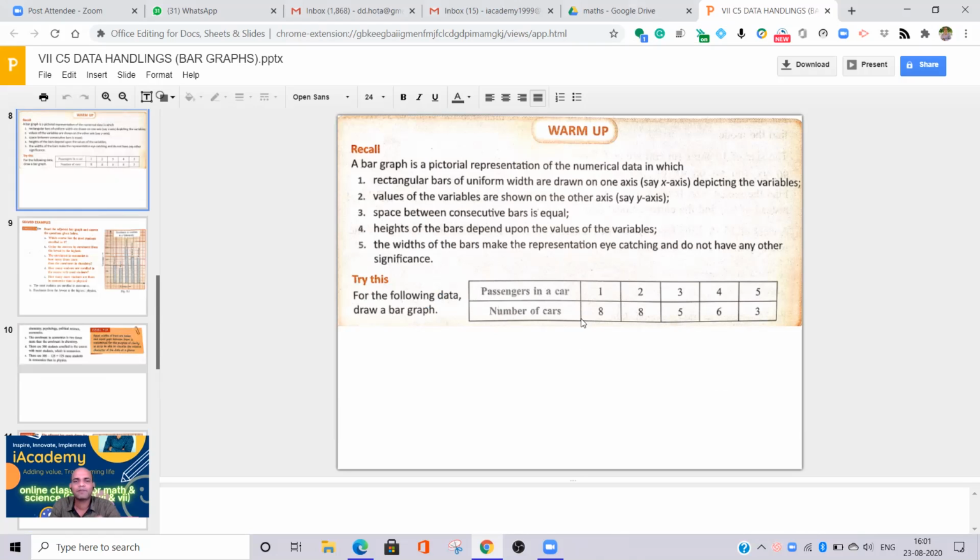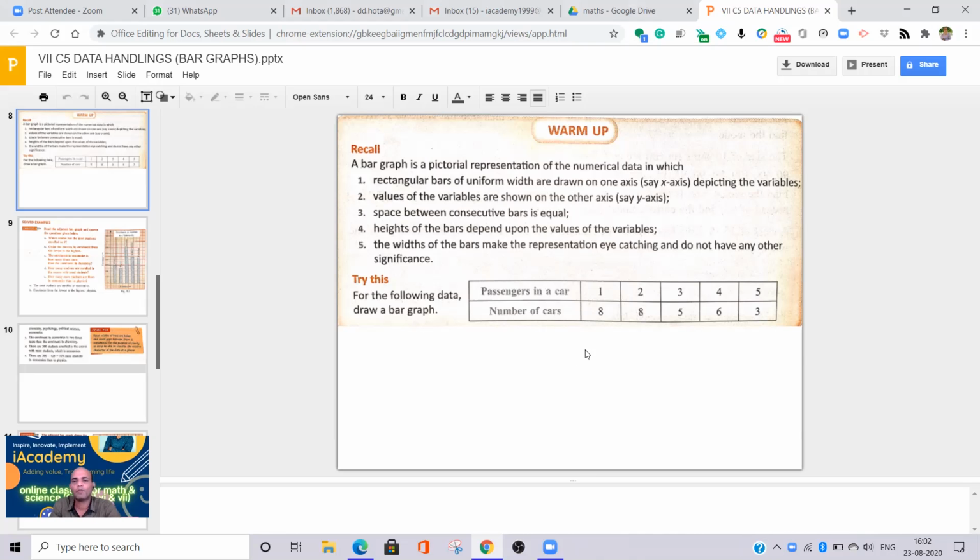Okay, here we like to have some rules for this. That is, values of variables are shown on x-axis or y-axis. Rectangular bars of uniform width are drawn on one axis depicting the variables. Space between consecutive bars is equal. Heights of the bars depend upon the values of variables. The widths of the bars make the representation eye-catching, and do not have any other significance. This form of represented data is made just for your eye-catching information. It means you will get clarity at once. Once you look at the data, you will get everything. There is no need to add or differentiate, nothing is required, right?